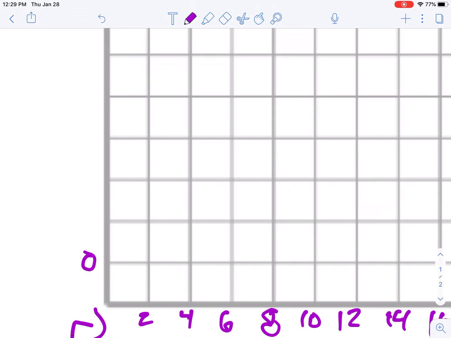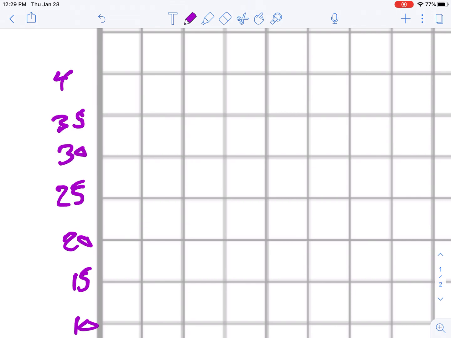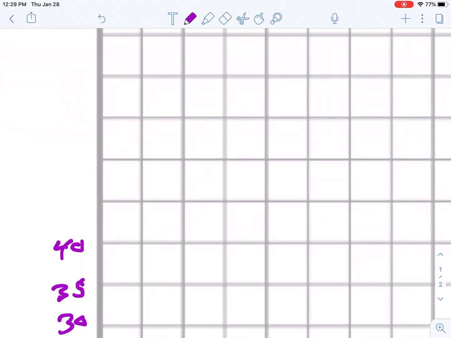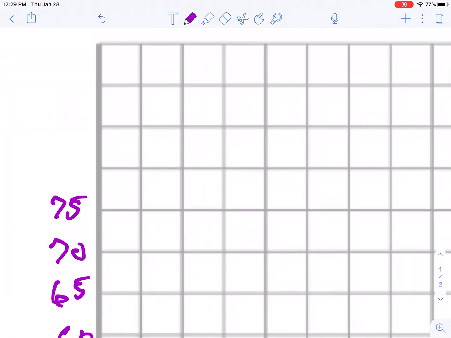So here's 0, 5, 10, 15, 20, 25, 30, 35, 40, 45, 50, 55, 60, 65, 70, 75, 80, 85, 90. Now we're going to graph our 4 points.